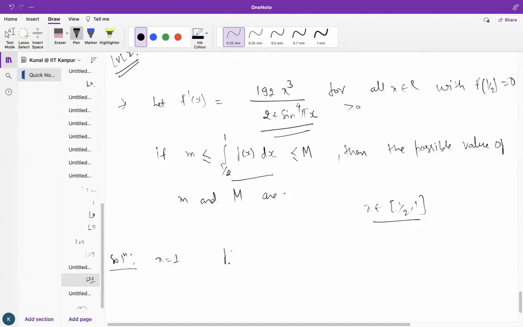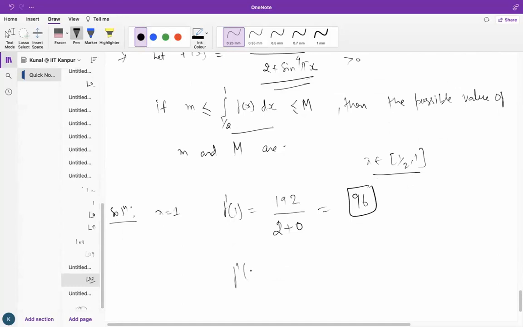So let's take the value of f dash 1. Put it here: 1 by 92 plus, and sine pi is 0 actually, so we have to put 1 here. I hope you'll all understand this. So there will be 2, this value is 0, so this value is 96.